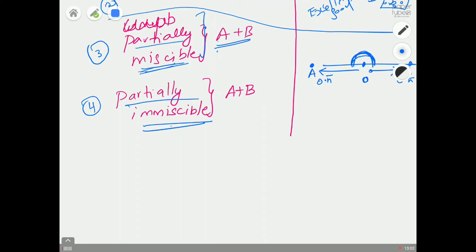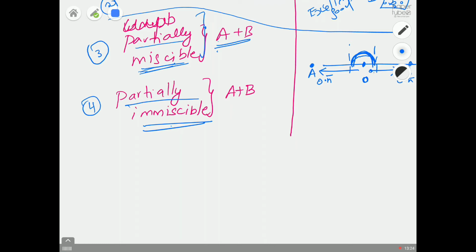So what do I mean by this diagram? Only at this small composition, they may be immiscible. At the remaining compositions, they are completely miscible. Yeah, that can happen with liquids. At some compositions, they can become immiscible, and at some compositions, they become miscible.